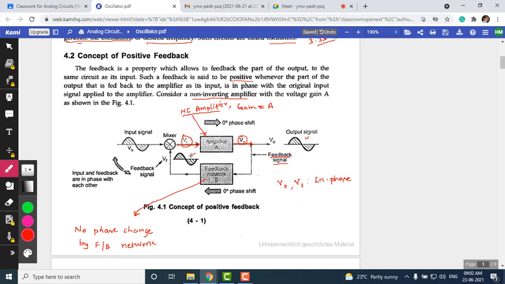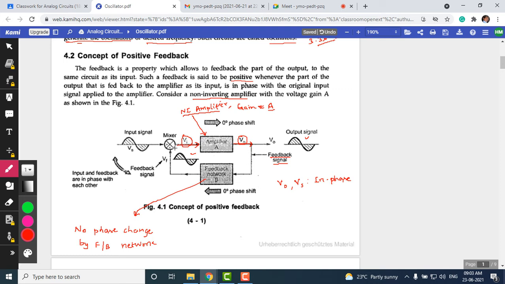This is an input signal for an amplifier, and this is the amplified output signal from the amplifier. Both are going to be in phase, because the type of amplifier chosen here is a non-inverting amplifier, and it has a voltage gain of A. So, V naught and Vi are related by the amplifier gain A. And this block diagram explains the concept of positive feedback.